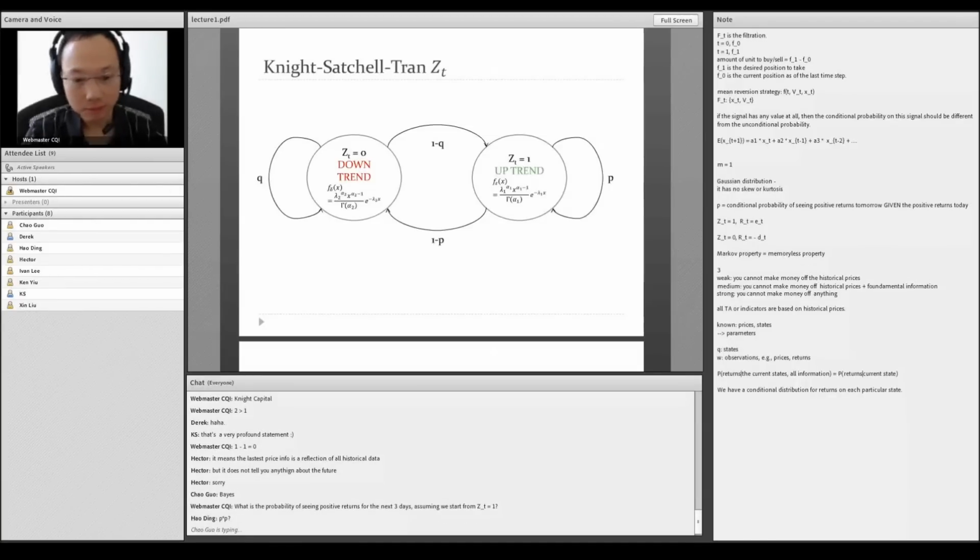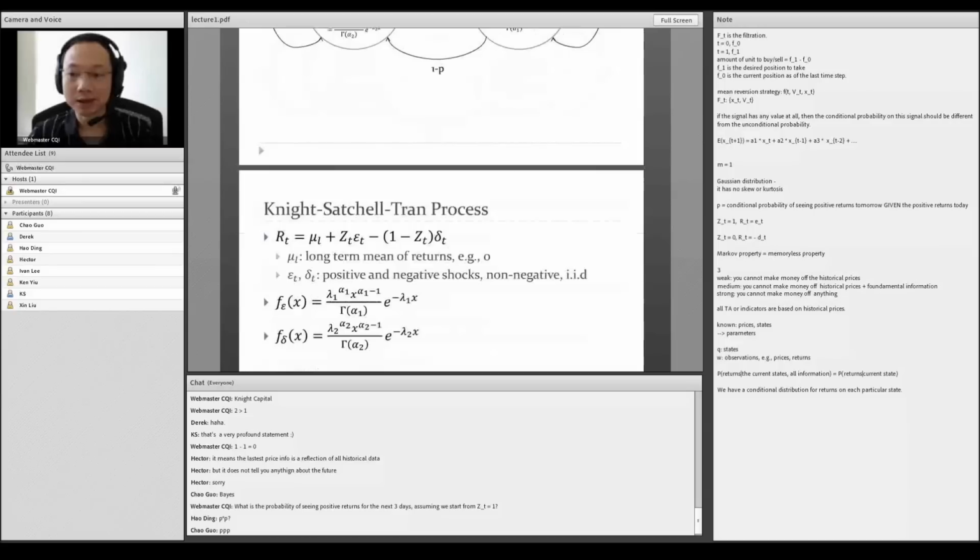Yeah, exactly. So the way you do it is that you start from this state, and what's the probability of seeing positive returns for tomorrow? It's just P, right? This is defined by the Markov chain. This is what this diagram is about. Given this state, the probability of seeing positive return is P. So you do it 3 times. So it's P, P, P. This is the easiest question to answer for a Markov chain.